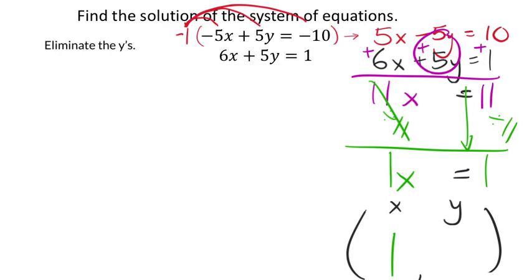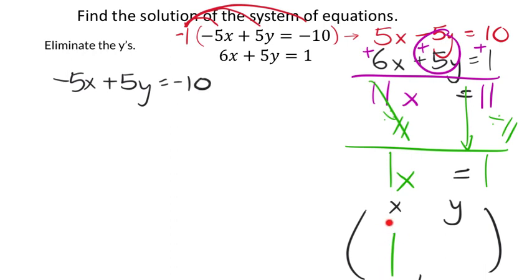So, it doesn't matter which equation I choose, I just have to replace the x with 1. I'll just choose the top one. I tend to just choose the top one, but you could have chosen the 6x plus 5y equals 1. It's up to you. So negative 5x plus 5y equals negative 10.